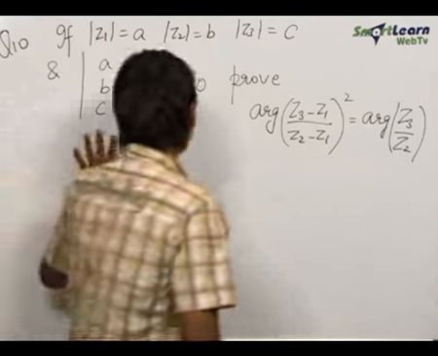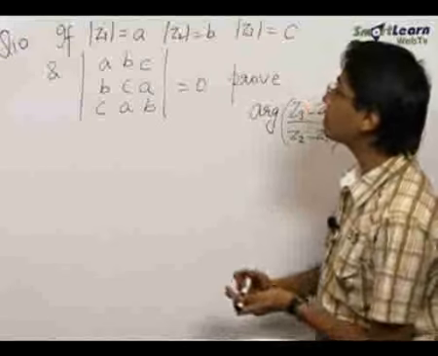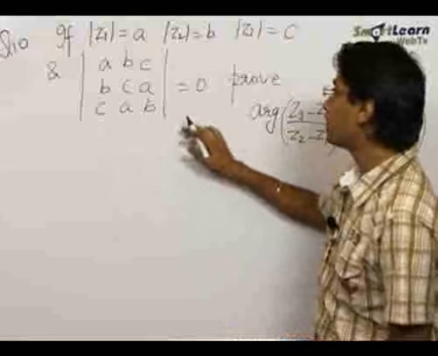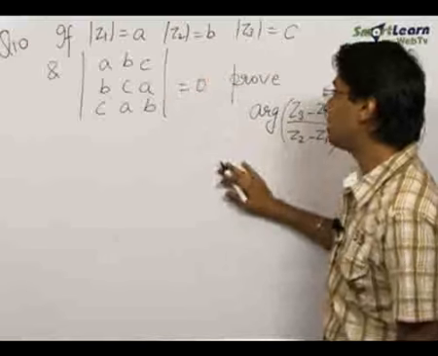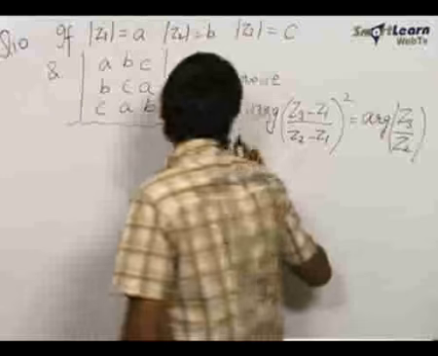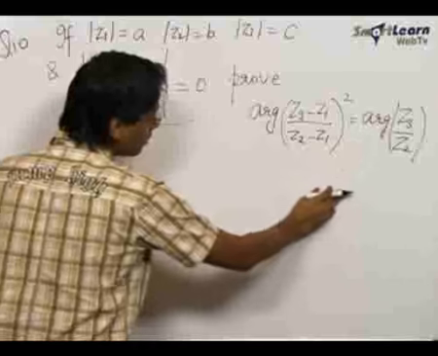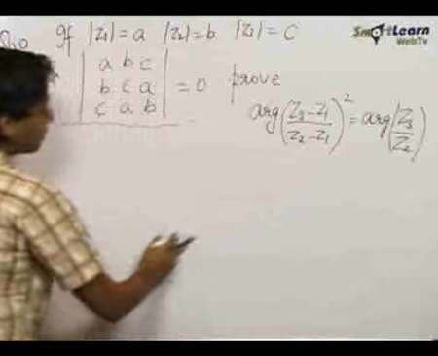The next problem which we have is also a tricky problem. We are given |z1| = a, |z2| = b, and |z3| = c. The value of this determinant is given to be equal to 0, and we need to prove that argument of ((z3 − z1)/(z2 − z1))² equals argument of z3/z2.